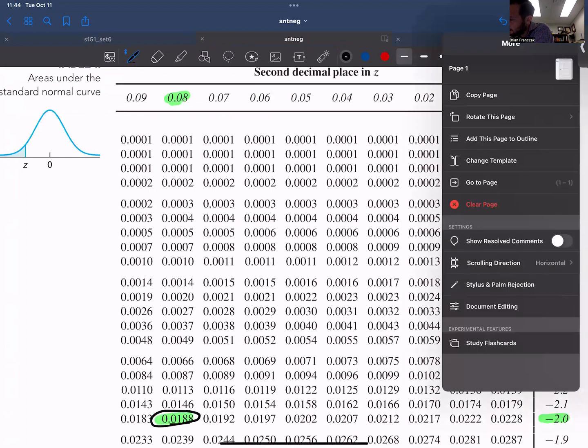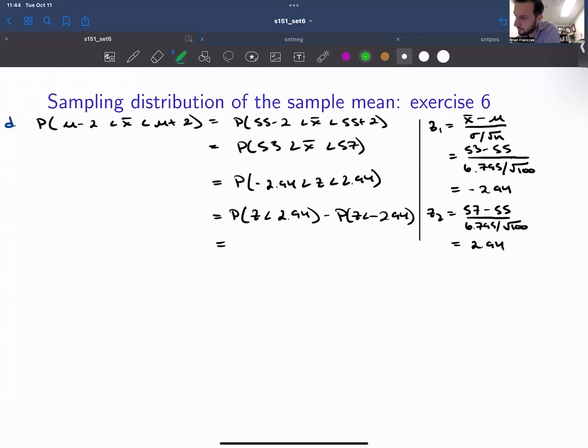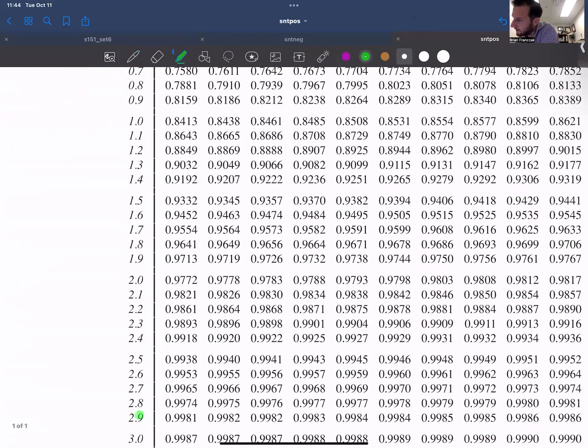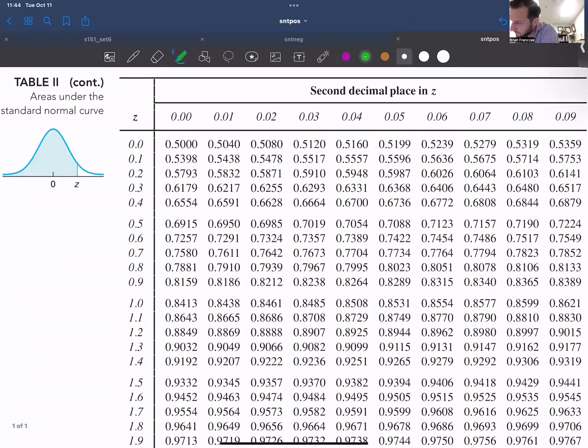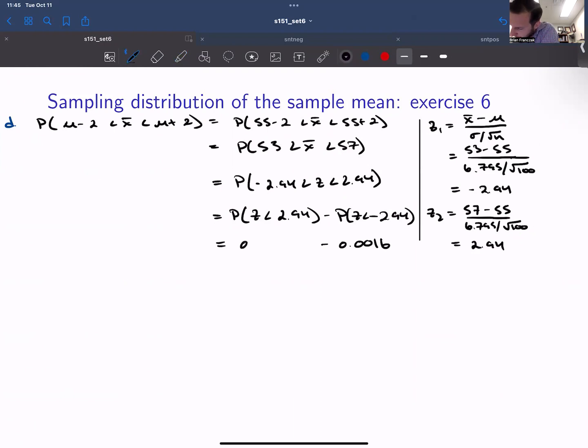Okay, so we go back to the table. We have negative 2.94, which is 0.0016. And then we go to the positive side, and we have positive 2.94, which is 0.9984. Okay, and that gives us 0.9968.